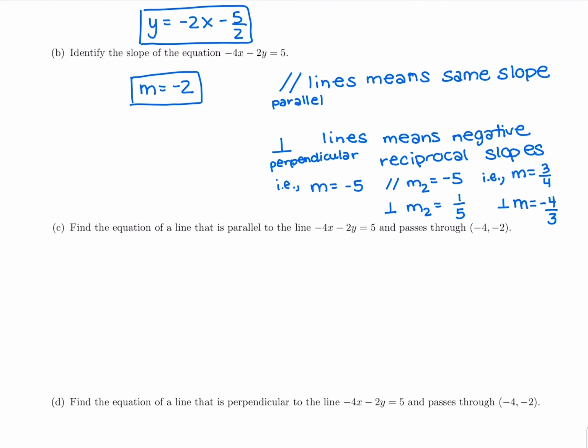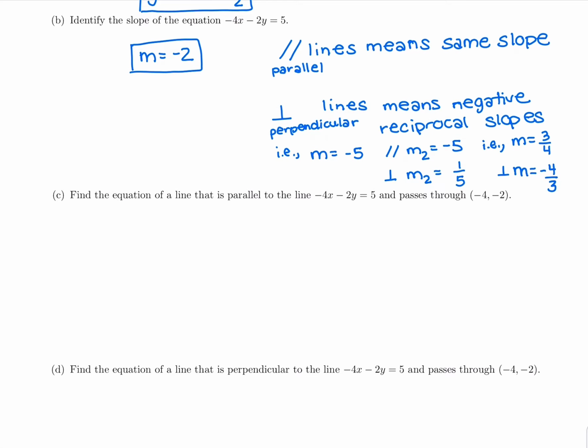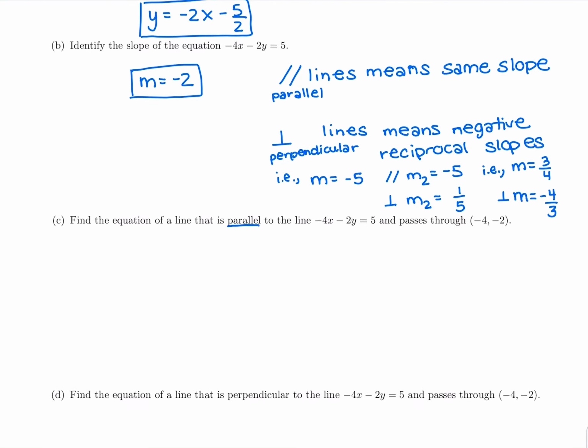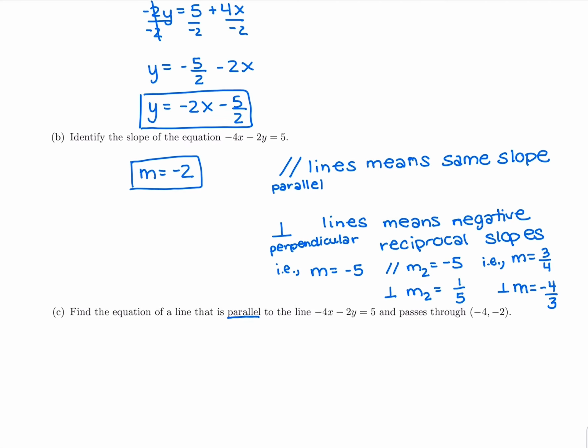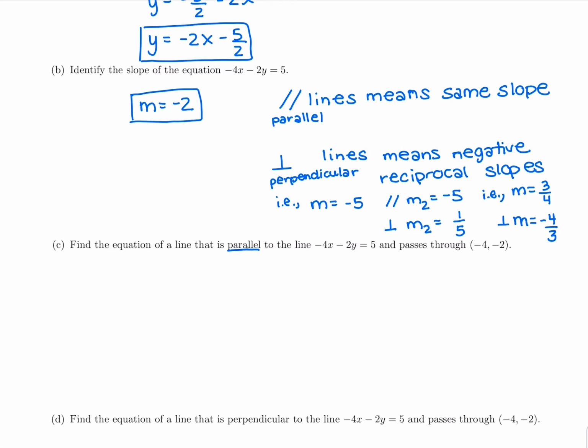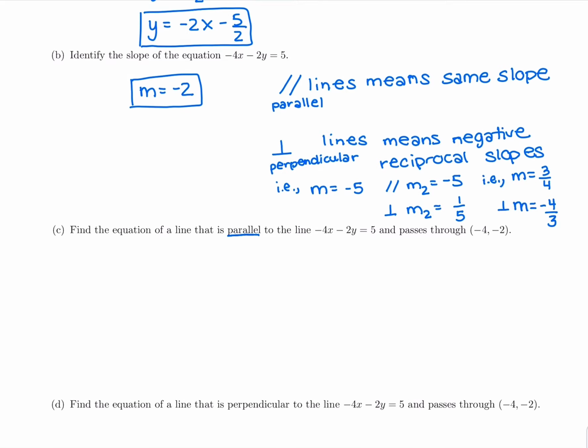We found that by solving for y equals mx plus b. And now we're going to look at the equation of a line that's parallel to that same negative 4x minus 2y equals 5, which we already solved for y equals mx plus b. We want to be parallel to that and go through the point negative 4, comma, negative 2. So to be parallel to this negative 2 slope, the slope of this line also has to be negative 2. Parallel means the exact same slope.